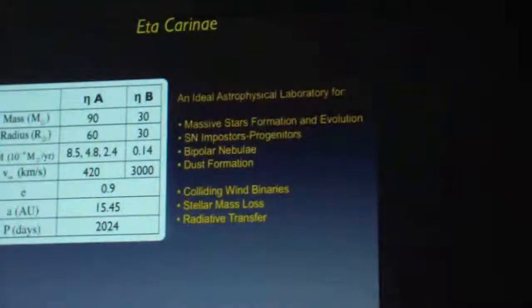So this is some data about Eta Carinae. What is important in this table is basically that we have two stars, where the primary has a really dense, slow wind, and the secondary has a less dense but way faster wind, on a really eccentric orbit. These are some of the areas where you can apply your starting on Eta Carinae.